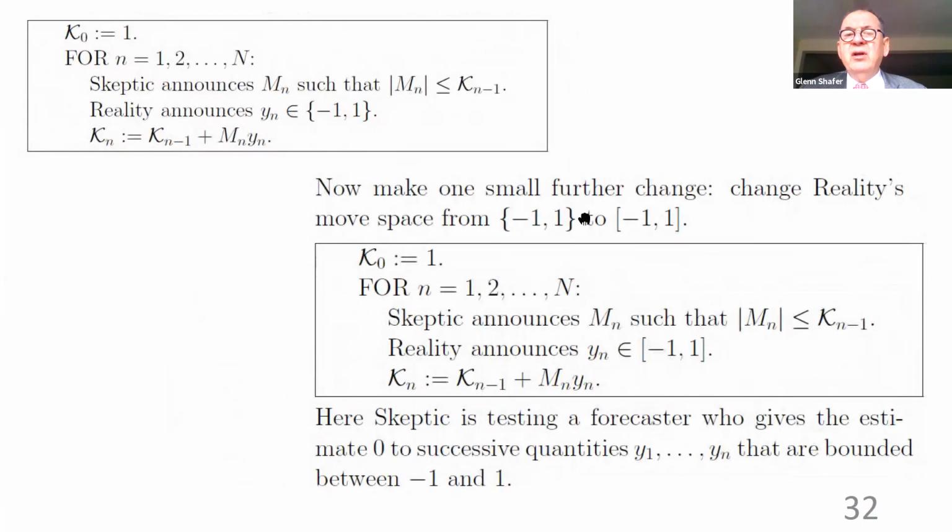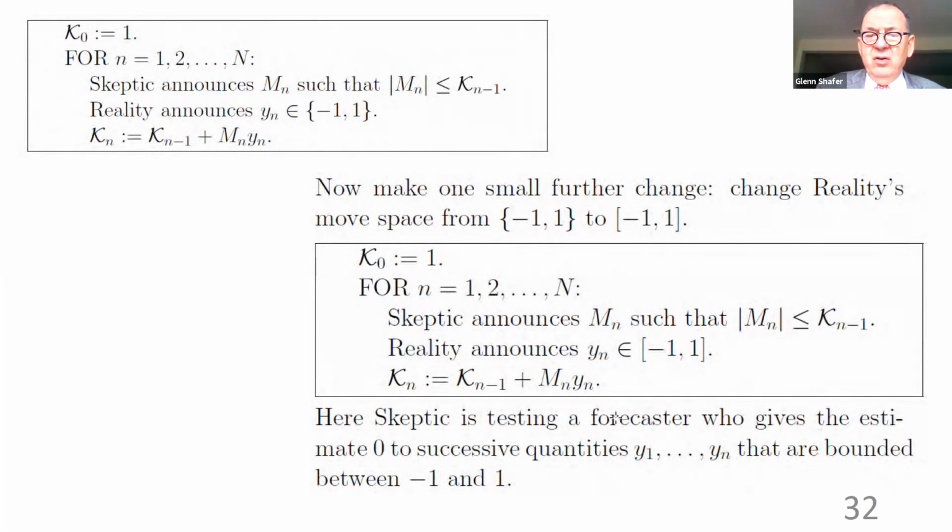Now let's make one little change. Instead of doing heads or tails, where reality's move space is -1 or 1, tails or heads, let's let it be any real number between -1 and 1. That's a minor typographical change. And actually, for some mathematical purposes, it's a minor change. But in terms of interpretation, it gives us a vast range of new applications.